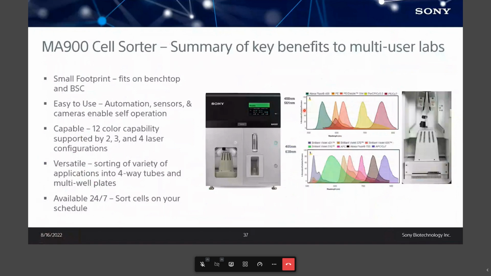And it truly is a 24/7 solution. So you can sort cells on your schedule, day or night, because any user of any skill level can walk up to this instrument, turn it on, scan a chip, set it up, and be ready to sort in a fairly short amount of time.